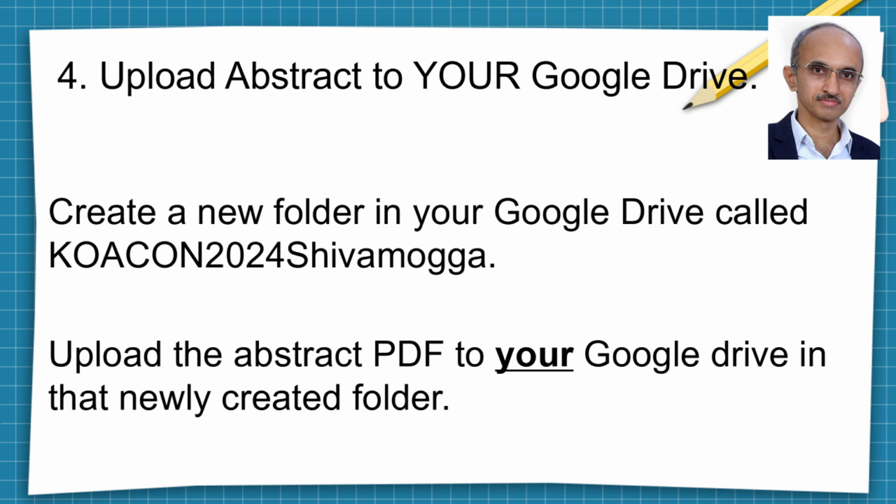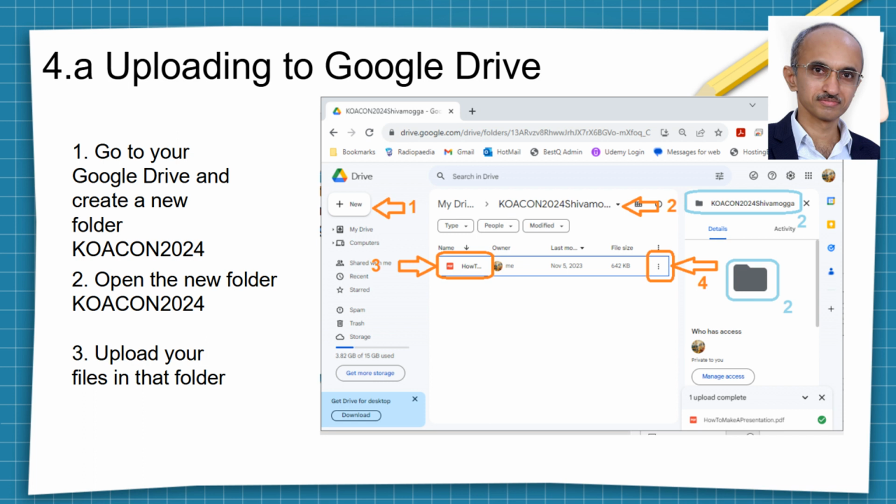Log in to your Google Drive. Create a new folder called koacon2024 Shivamogga. Open that new folder and start uploading the relevant files there. In this picture you can see the plus new button at the left side of Google Drive, marked with a red arrow. You can see that I have created a new folder koacon2024 Shivamogga, which is marked 2. And I have opened it. You can see that I have uploaded my abstract in my Google Drive. I have marked it 3.